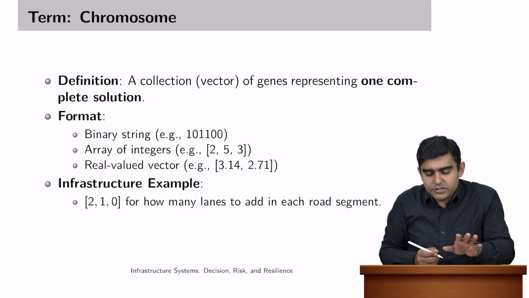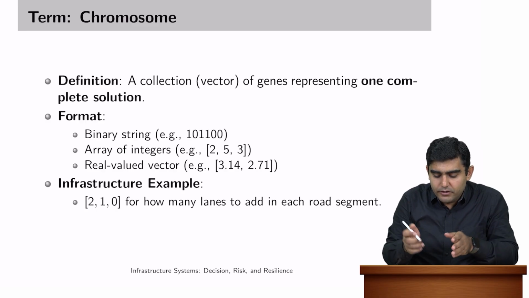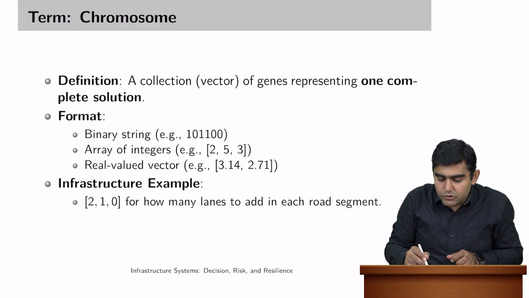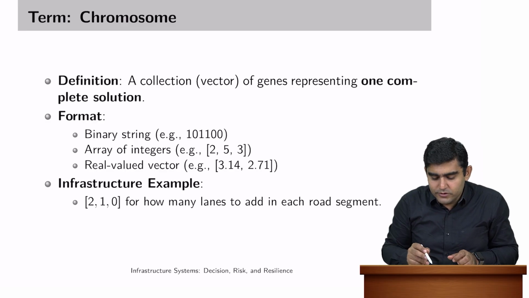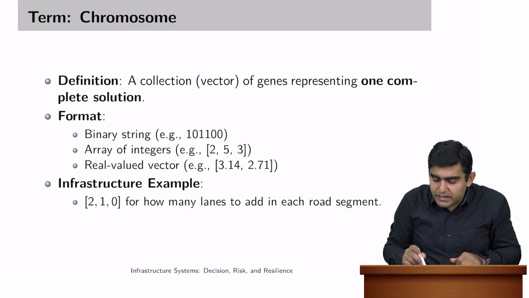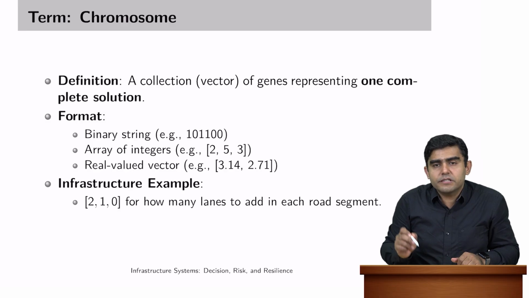So as I already mentioned, this chromosome would be an assembly of these particular genes put together. So one would be an individual gene, 0 an individual gene, and when I put these together, these become 1011 and 00. And we will also have something called an array of integers like 253. Real valued numbers are also allowed.